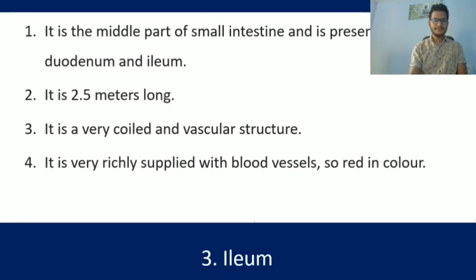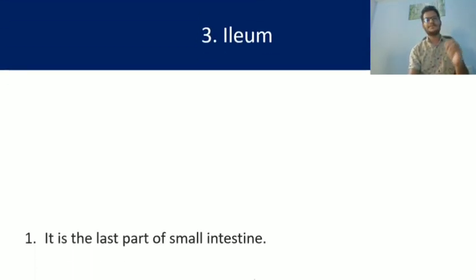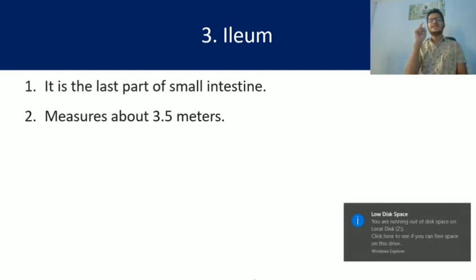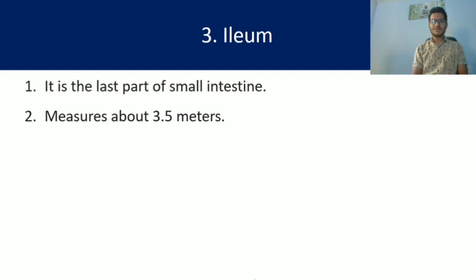Next, the last part is the ileum. It is the last part of the small intestine. It measures about 3.5 meters. As I said, it is the longest part of the small intestine, because it plays a vital role in the absorption of simplified food. So it measures about 3.5 meters, about 1 meter longer than the jejunum, because the jejunum was 2.5 meters.